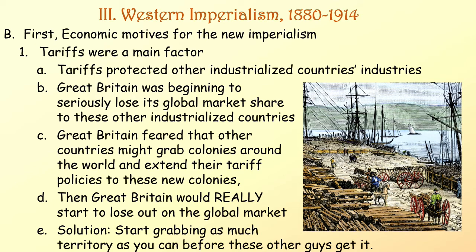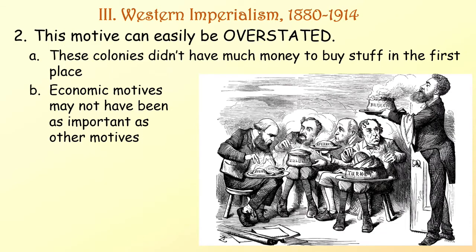First, economic motives for the new imperialism. Tariffs were a main factor. Tariffs protected other industrialized countries' industries. And Great Britain was beginning to seriously lose its global market share to these other industrialized countries. And so Great Britain feared that other countries might grab colonies around the world and extend their tariff policies to these new colonies, and Britain would then really start to lose out on the global market. So the solution was start grabbing as much territory as you can before these other guys get it.